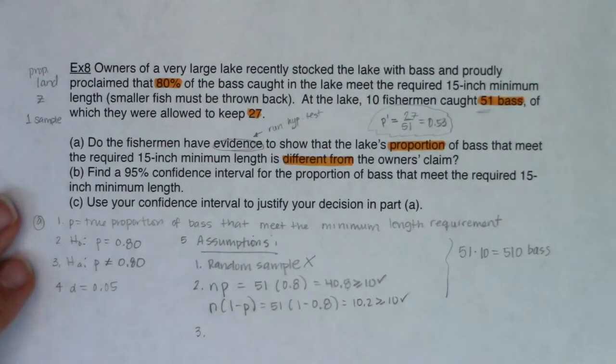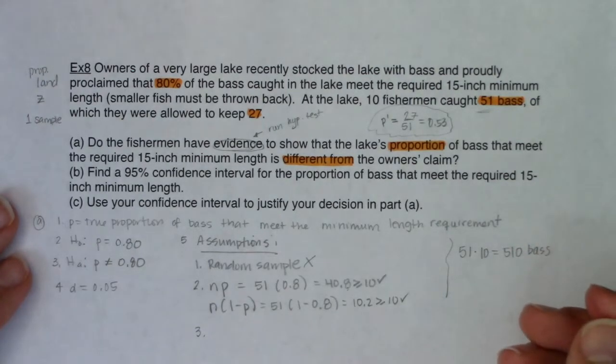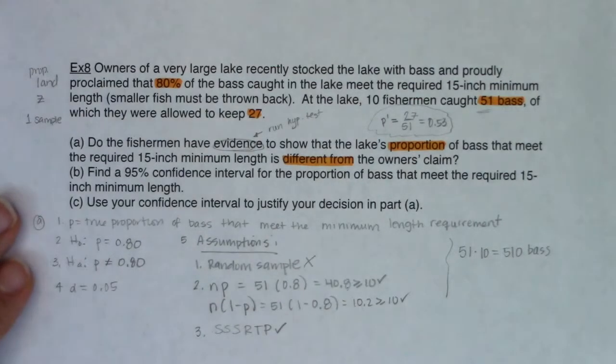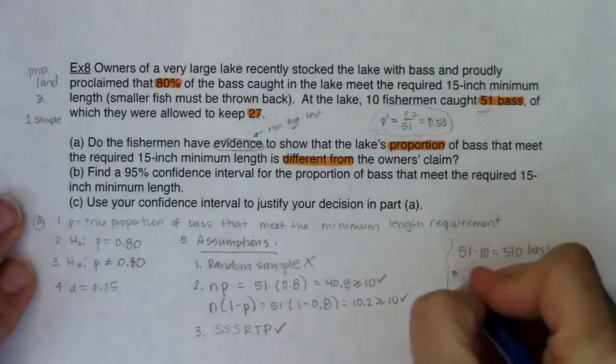Now, I don't know for sure how many fish are in that lake, but I'm gonna take a gamble on this one, right? I don't think it's too crazy of an assumption to say they put at least 500 fish into that lake. So I'm gonna go ahead and make the leap of faith that my sample size is small relative to my population. I'm okay with that, all right?